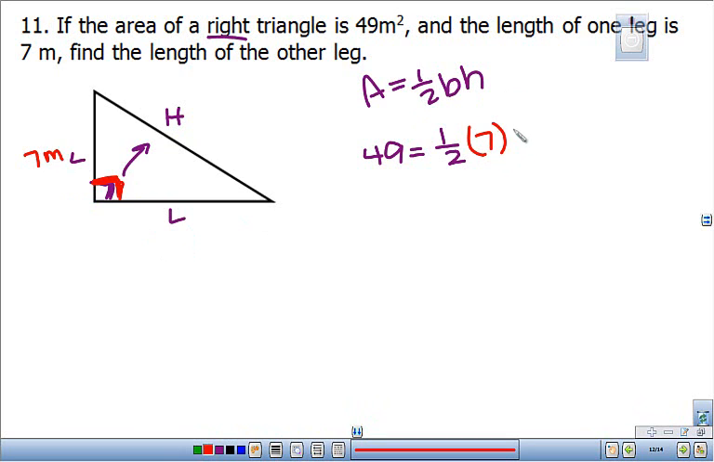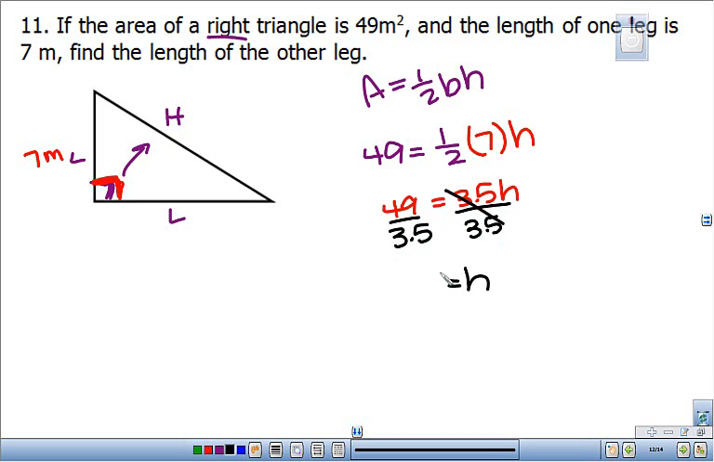So if I plug in a 7 here, I can work backwards to solve for h. Half of 7 is 3.5, and then I need to get rid of it by dividing. It was being multiplied by h, so the opposite is to divide. So 49 divided by 3.5 is 14. So the missing leg is 14 meters.